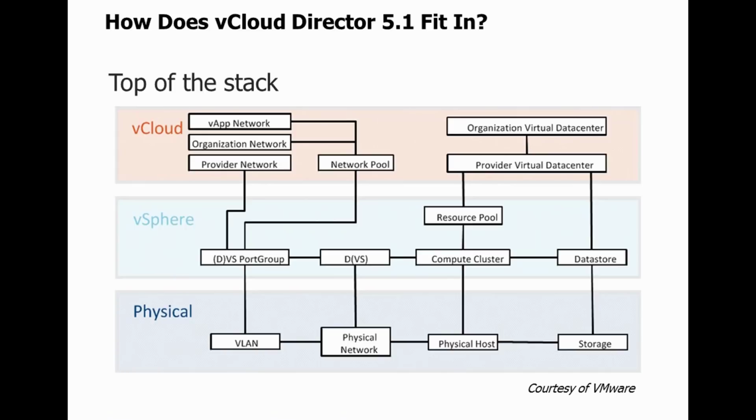They consume that. And on the left side, we take those networks and we start with provider networks, which are kind of the external networks that tie directly into those port groups, and network pools, which tie into the port groups as well, but they can be further divided into the organization networks and VApp networks.